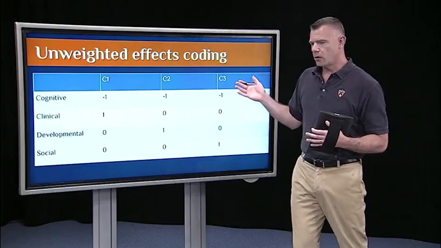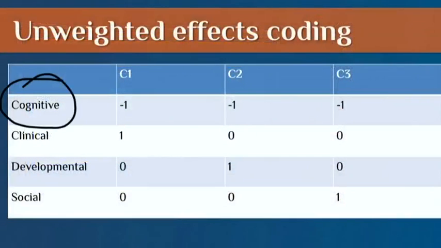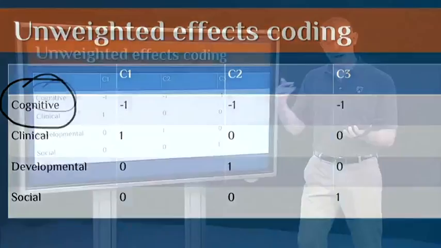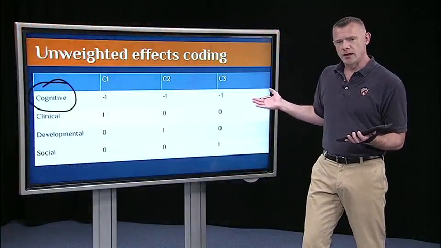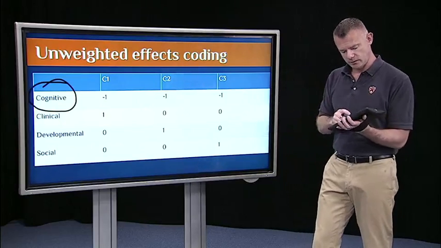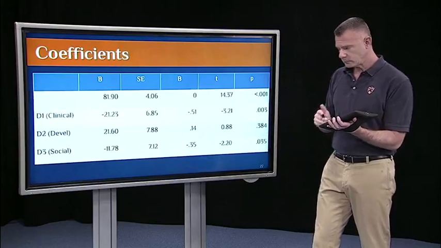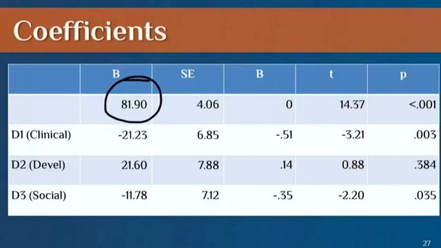So effects coding, you'll see I still took cognitive as my reference group, but now I gave them -1s across the board. And then for the rest of the codes, which I'm now calling C1, C2, and C3 to call them effects codes instead of dummy codes, you'll see, well, what's the predicted score when all x's are 0? Well, it doesn't represent any one group, but what it does represent is the average across all these groups. So if I run that and look at the coefficients, now what's changed is the regression constant.